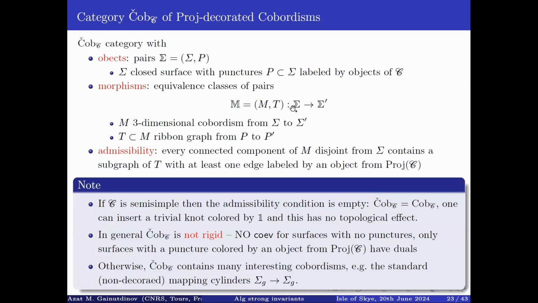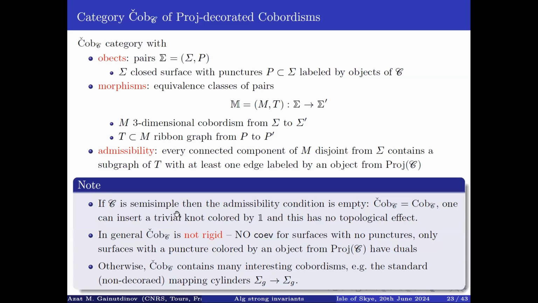Between surfaces sigma and sigma prime, M is a three-dimensional cobordism. And if I have non-trivial punctures colored by objects, inside this M I have a ribbon graph. Okay. And then there is this admissibility condition. We formally say that every connected component of M disjoint from the incoming surface should contain a subgraph of T with at least one edge labeled by a projective object.